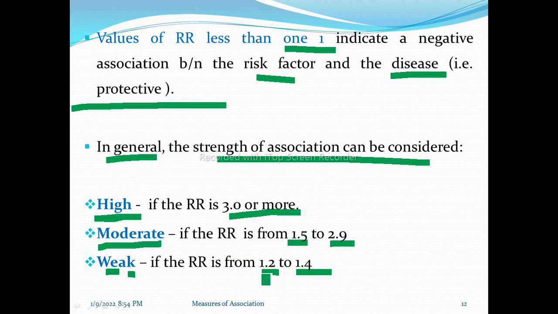But if relative risk is below 1.2 and approaches 1, we can say there is no association, or the association between exposure and outcome is unrelated. So if it is 1, there is no association between exposure and disease or outcome of interest.